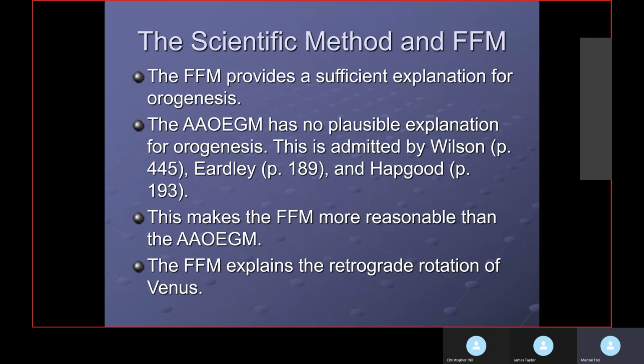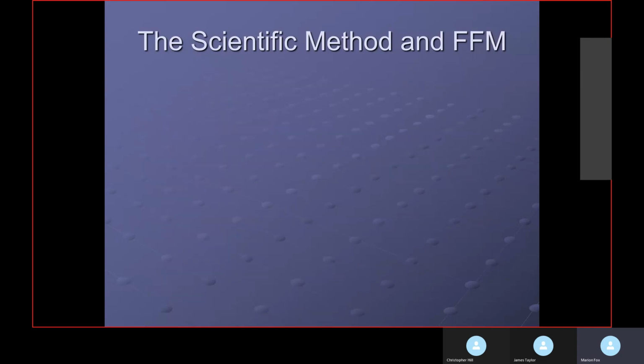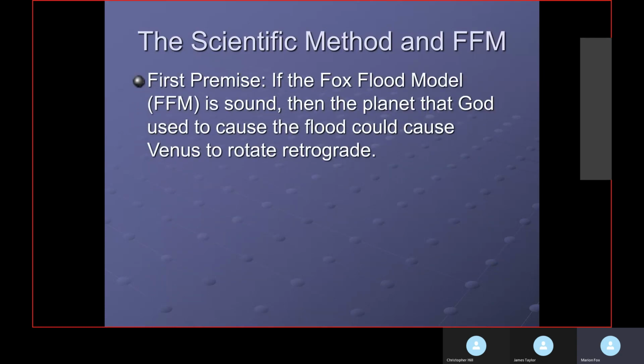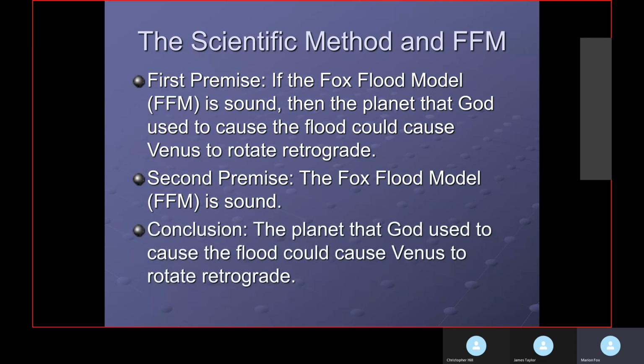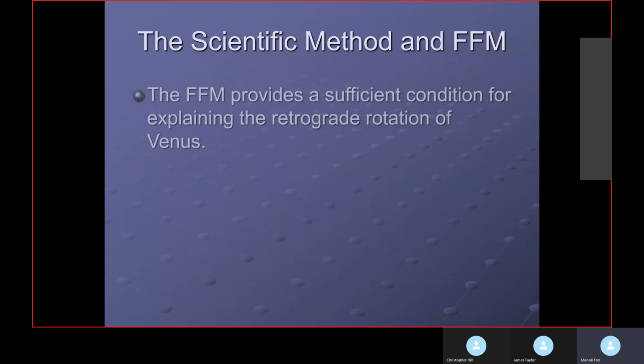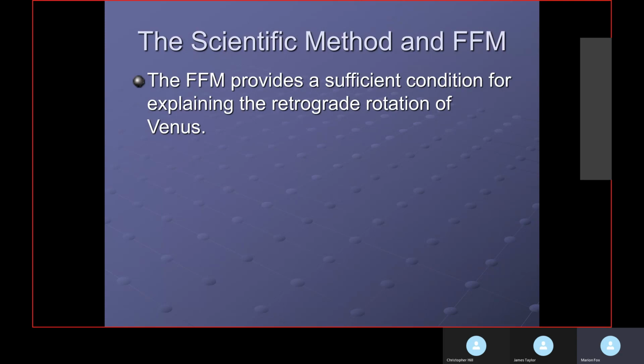The Fox flood model explains furthermore, not only this, but it explains the retrograde rotation of Venus. If the Fox flood model is sound, then the planet that God used to cause the flood could cause Venus to rotate retrograde. I claim my model is sound, so we're going to check it. Could it cause Venus to rotate retrograde? We've already shown in an earlier study that it could cause it to rotate in a retrograde manner. It's a sufficient condition to explain the retrograde rotation of Venus.